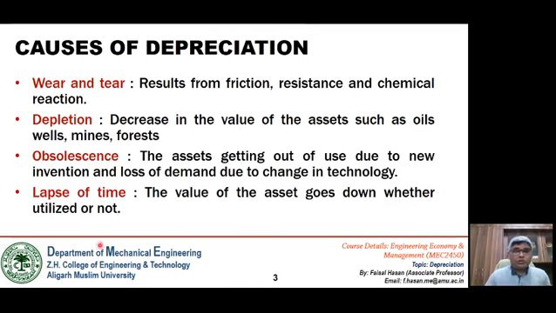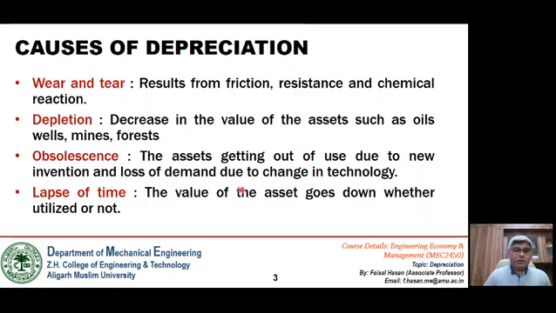So if we go by the causes of depreciation, one of the major causes is wear and tear, which results from friction, resistance and chemical reaction. Depletion is a decrease in the value of an asset such as oil wells, mines and forests. So that is what we call depletion. Obsolescence is deterioration due to the asset getting out of use due to a new invention, and loss of demand due to change in technology. So obsolescence simply means when the thing is outdated. Like for example, nowadays nobody is interested in buying a landline handset. Similarly, nobody is interested in buying a CRT television.